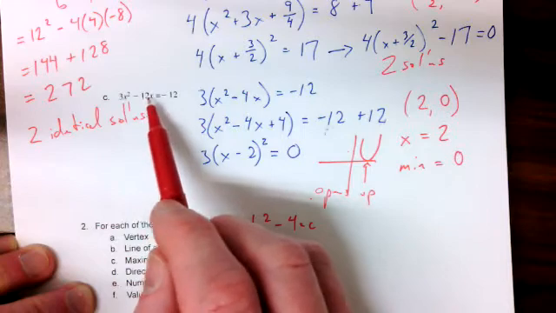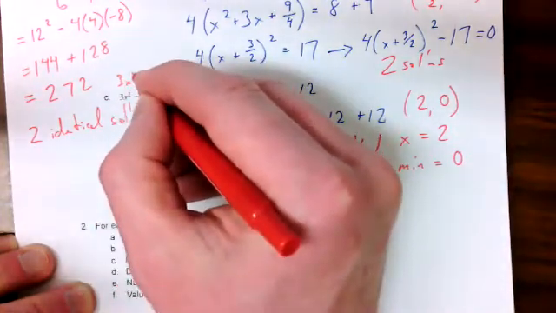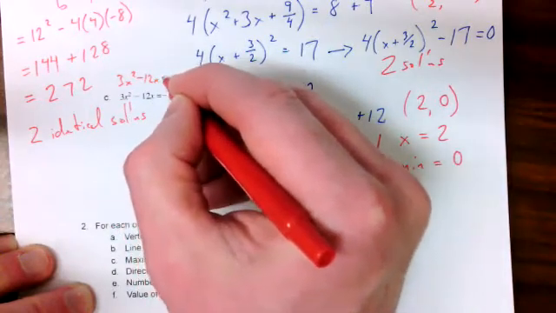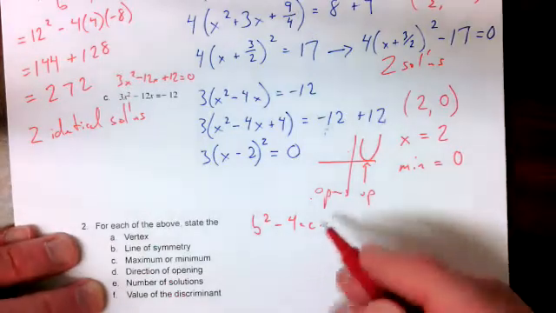A is 3, B is negative 12, C would be positive 12. We'd have to put it in proper form, right? 3x squared minus 12x plus 12 equals 0. Oh, lots of 12s to work with here.